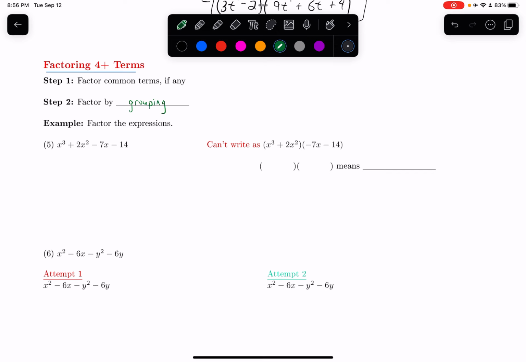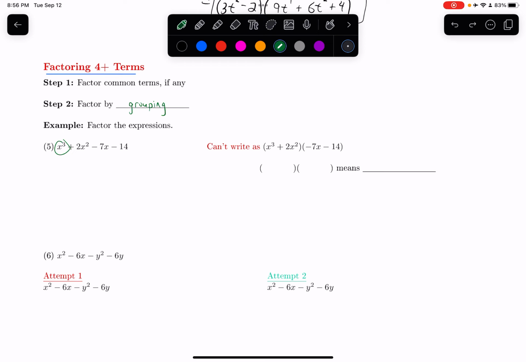Okay, so let's talk about how this works with an example. So I want to factor the expressions below. So in problem 5, I have this 4-term expression. So I got x cubed. Remember, when I have a plus or a minus, that separates terms. And then my next term is the 2x squared, and then I got the minus 7x, and then that minus 14. So 4 terms.